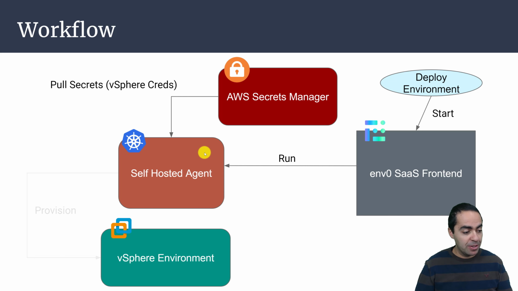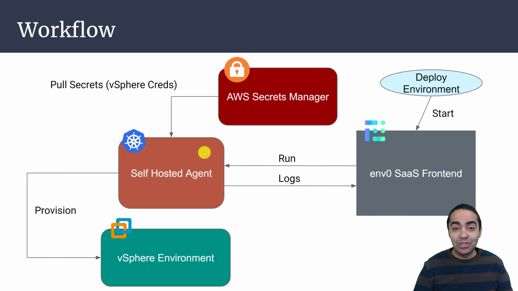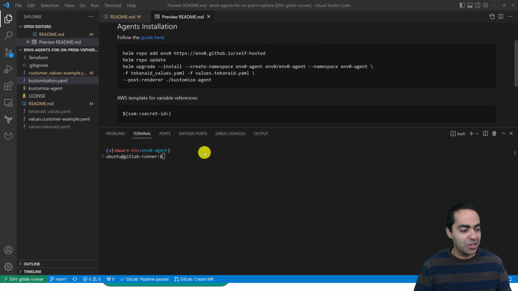And then the next step is to provision. So the self-hosted agent will have access into your vSphere environment. So networking needs to obviously be set up between where the self-hosted agent is installed and your vSphere environment. In my example, I have the self-hosted agent running inside the vSphere environment inside of a Kubernetes cluster. And finally, you're going to have the logs streamed over to the SaaS front end, so you can see those logs from the self-hosted agent in the UI of env0. That's pretty much it for the workflow. Let's go ahead and jump in and see how we're going to get this all configured.